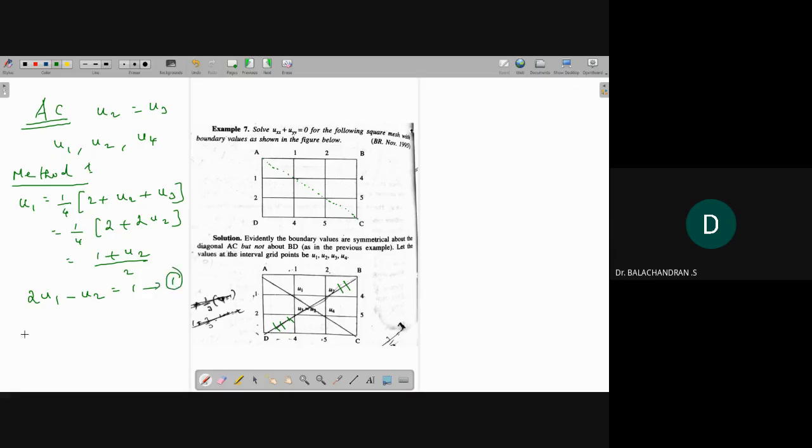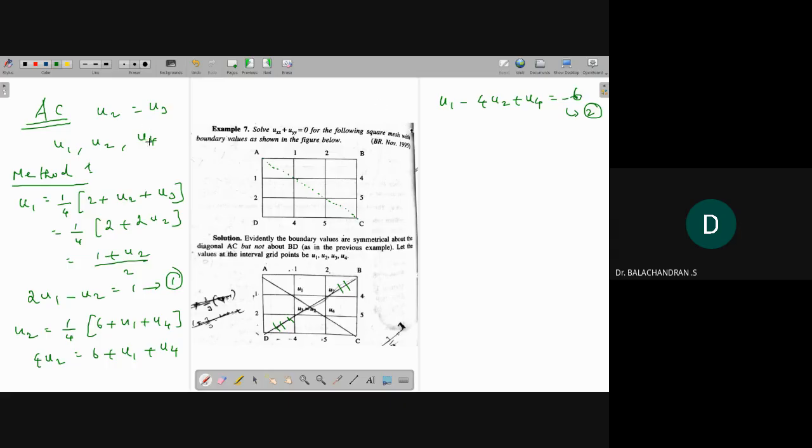Similarly, I need U2. So U2 equal to 1 by 4 into 2 plus 4, 6 plus U1 plus U4. But U1 and U4 are different. So 4U2 equal to 6 plus U1 plus U4, or U1 minus 4U2 plus U4 equal to minus 6. This is equation 2.